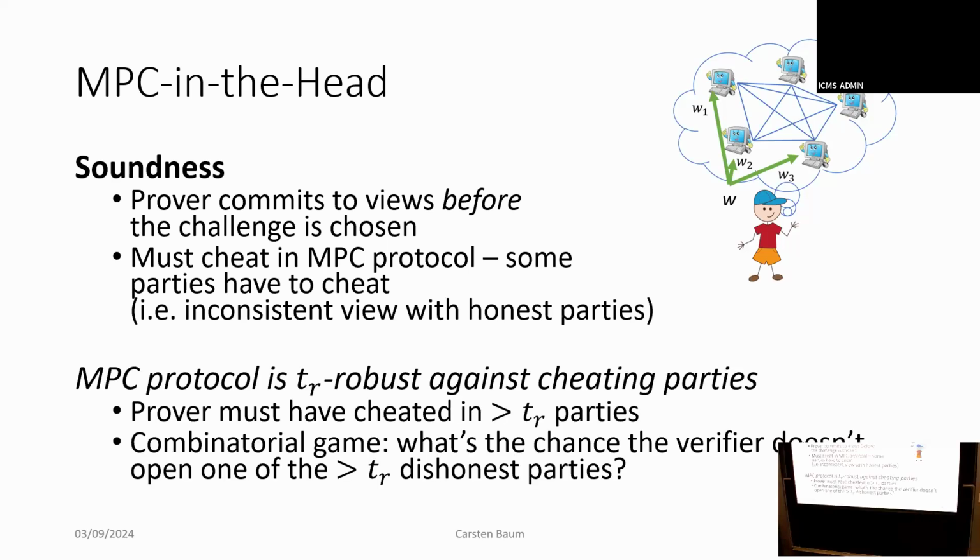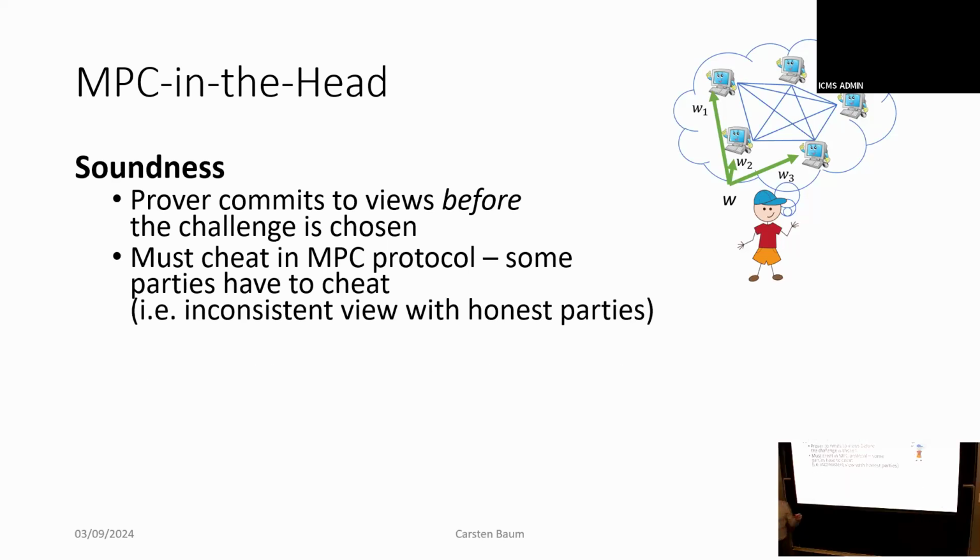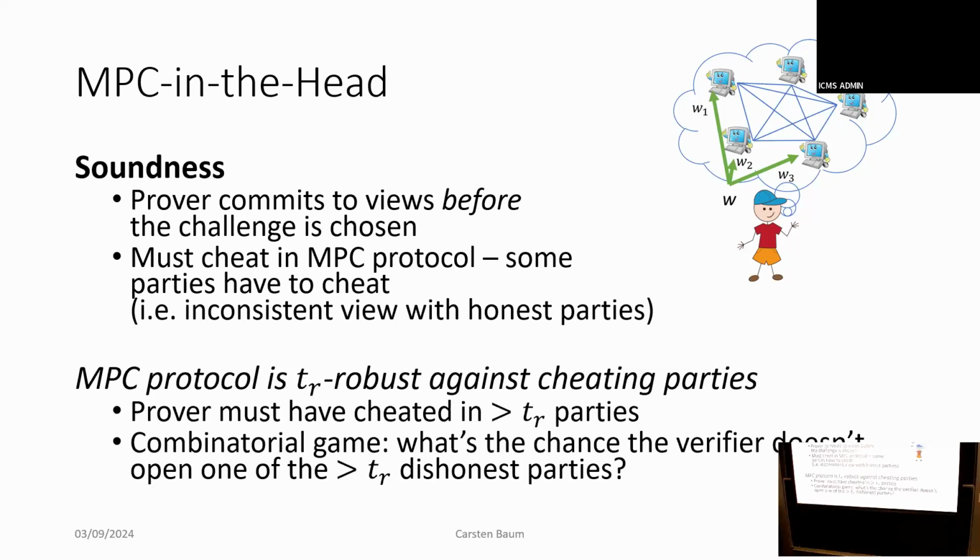So, the prover checks whether the views of the parties make sense with each other, right? And that's how we are going to figure out if somebody has been cheating. Of course, we assume an MPC protocol that has some robustness against cheating parties. So let's say a protocol is robust against 2 cheating parties, or 1 cheating party.